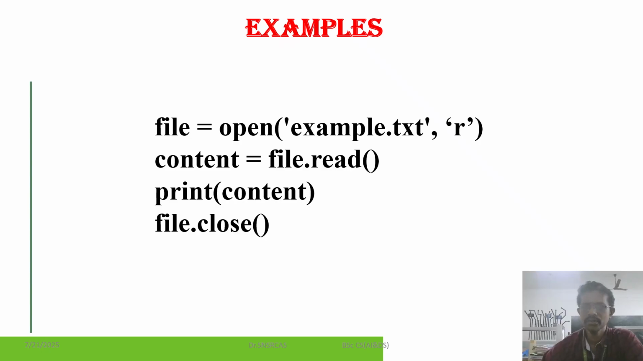Next, we can see the example. file equal to open, and we give the file name. Here I have given example.txt, comma, r. Next, we give the content, that is, the file from which we need to read the content. Next, we want to print what we have read, so we give the command print(content). Last, we want to close the file, which we execute with the command file.close.